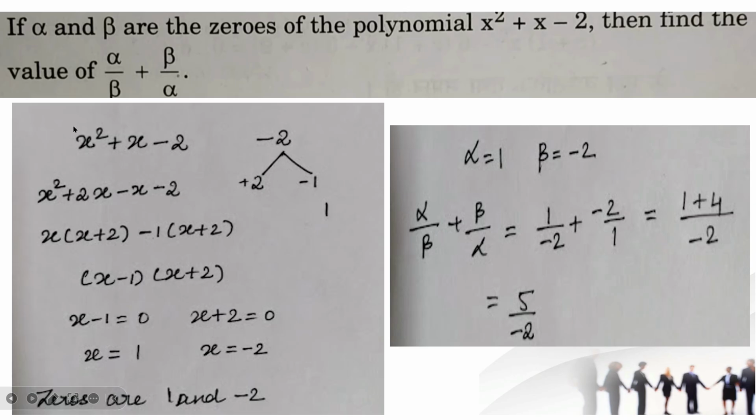As we don't have anything in front of x square, you can directly take minus 2 as a product plus 1 as a sum. When you multiply 2 and 1, you are getting 2. When you subtract it, you are getting 1. 2 into minus 1 is minus 2. 2 minus 1 is 1. So instead of x, you substitute 2x minus x.